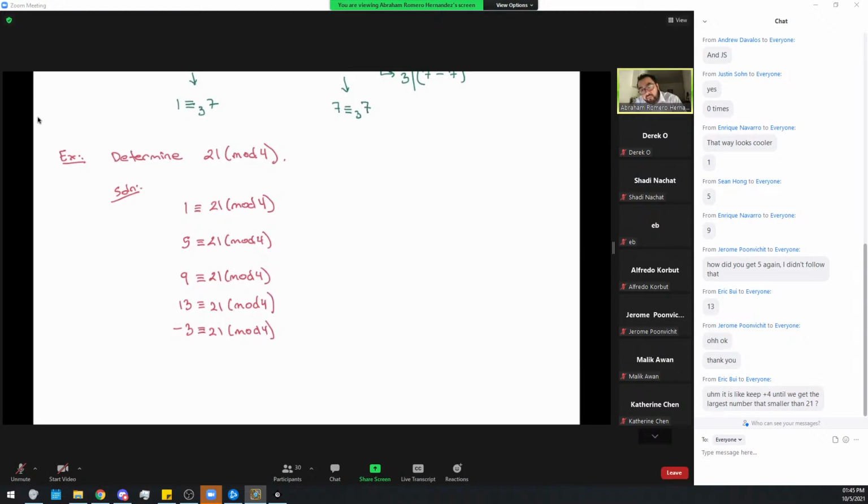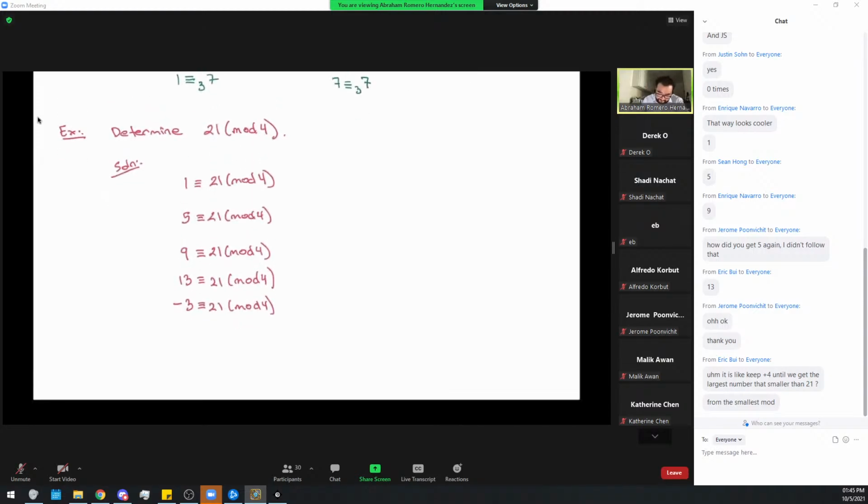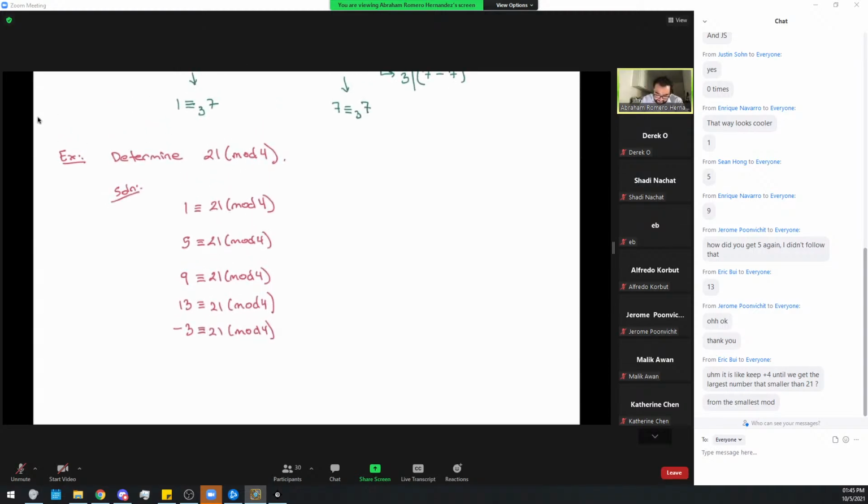Is it like keep adding 4 until we get the largest number that's smaller than 21? I don't understand what you mean by keep adding 4 until we get the largest number that's smaller than 21. It doesn't have to be smaller than 21, because I could have said 47.